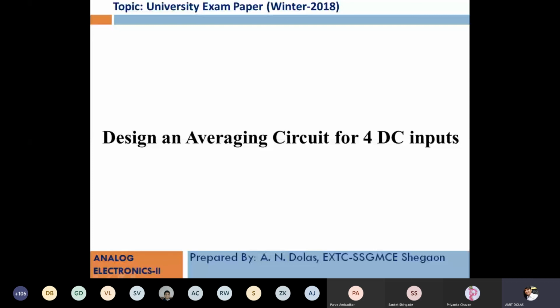But I need a solution to this problem statement solved by 3U1 as well as 3U2. I'll repeat it. It is to design an averaging circuit for 4 DC inputs. So what you need is Vout equal to the average, meaning you may go for inverting or non-inverting, no worry about that. It will be Vout is equal to 1 by 4 into V1 plus V2 plus V3 plus V4. You may use inverting or non-inverting as per your convenience.